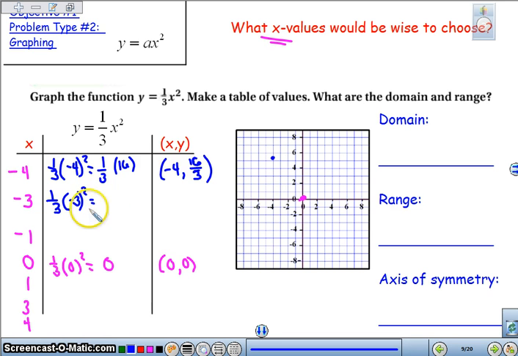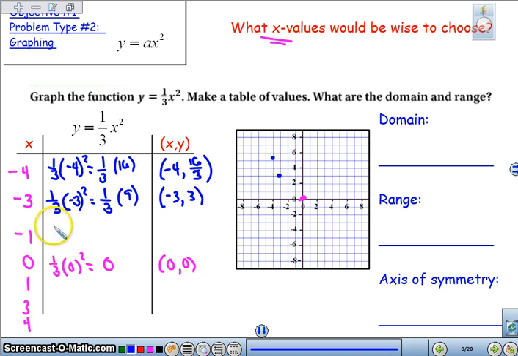Remember, when you use your calculator, put it in parentheses. So that's going to be 1/3 times 9. So when we put in -3, we should get out +3. So at -3, we are going to be at the point 3.